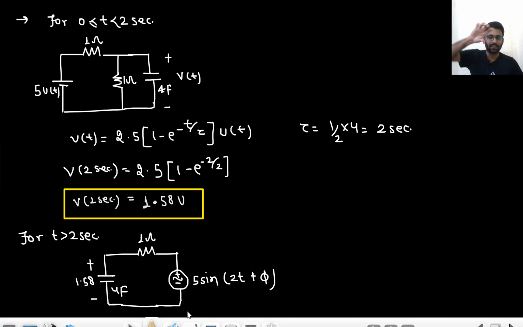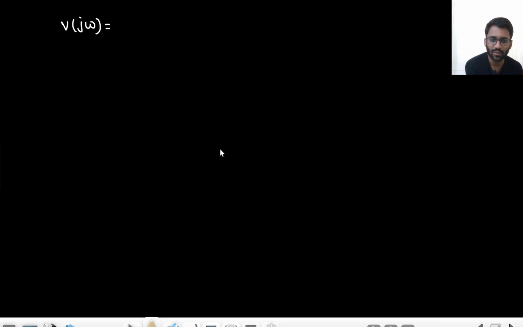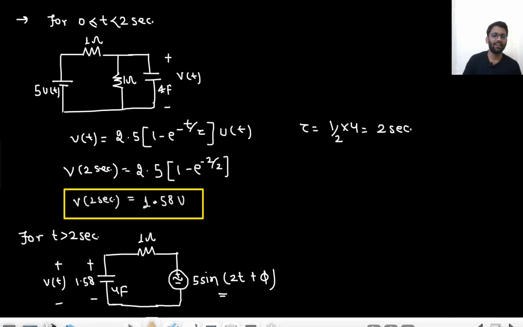Now what will happen? This RC circuit will see this input, and based on that it will give me a steady state response, right? Just write that steady state response first. So what will be my steady state response? What will be my Vt? V of j omega will simply be V in of j omega upon V in of j omega. Forget about the initial condition, everything. While writing the steady state response, no initial condition, nothing you need to consider. Only the steady state response you are writing. So forget about 1.58 volt.